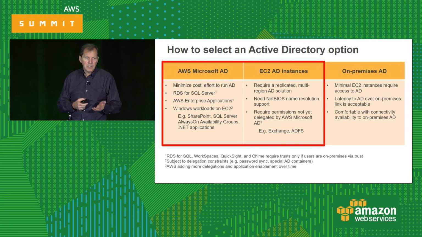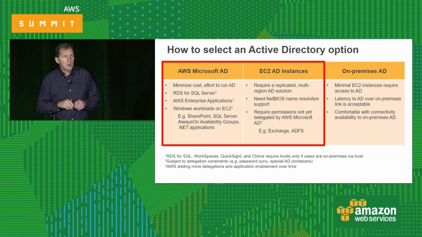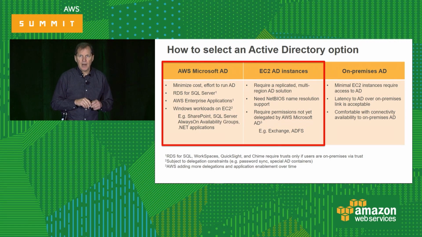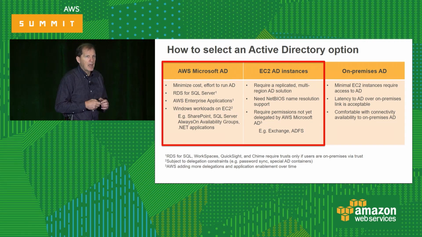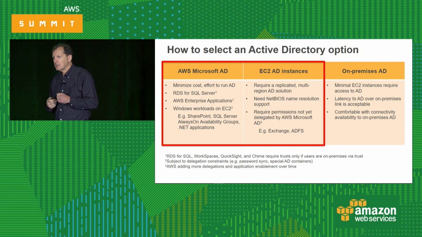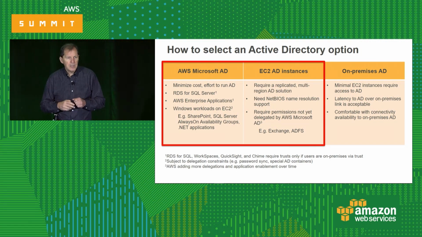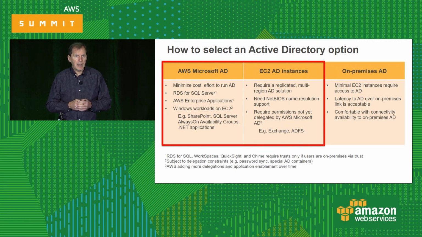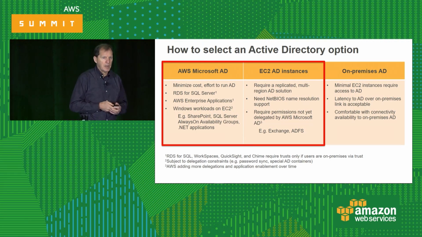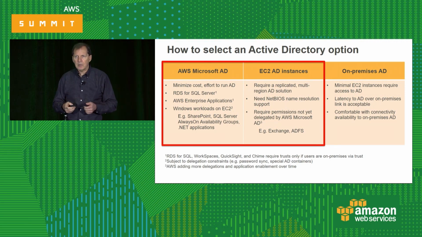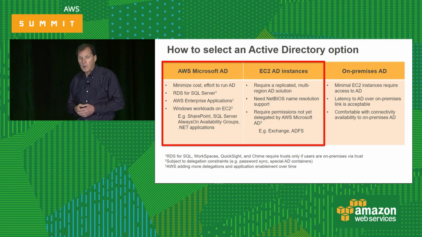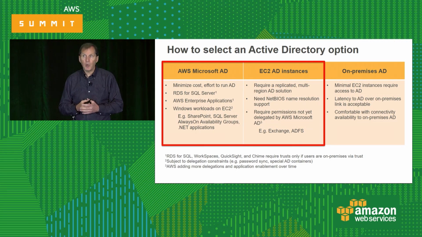When would you want to use EC2 as your AD platform? Well, one is if you required a replicated directory in the cloud. If you want more than just trust, then you would want to do that. If you need NetBIOS support to support old applications, and hopefully you don't need to do that, then you would need to do that because we don't support NetBIOS. There's a lot of security issues around the NetBIOS protocol. And then if you needed permissions that we have not yet delegated to you to run certain applications, then you would want to run AD on an EC2 instance to support those applications.